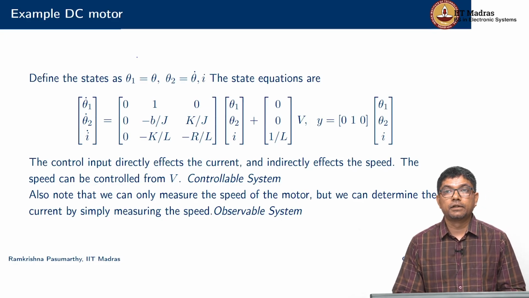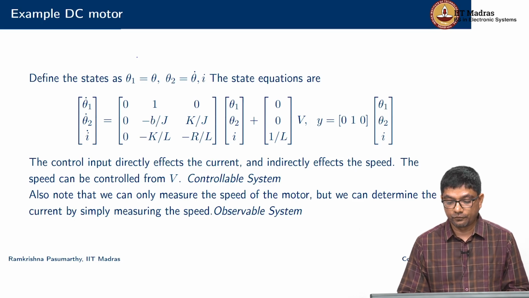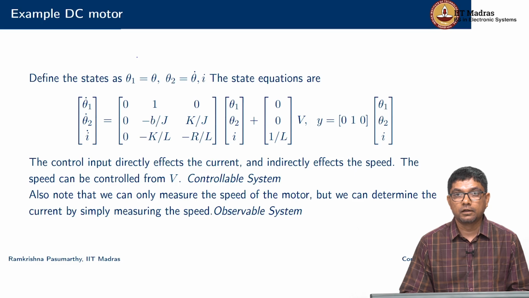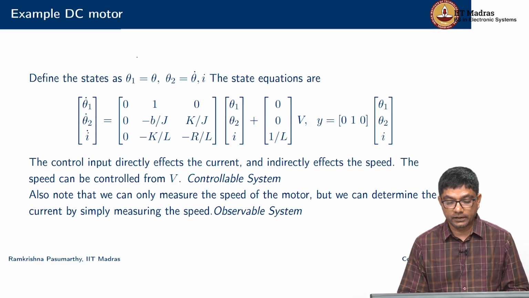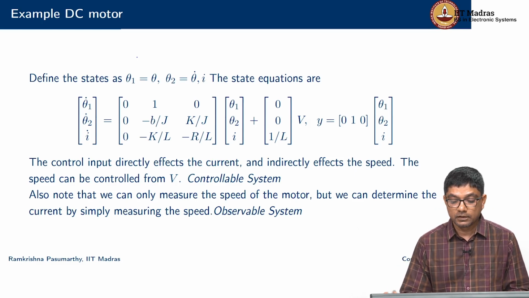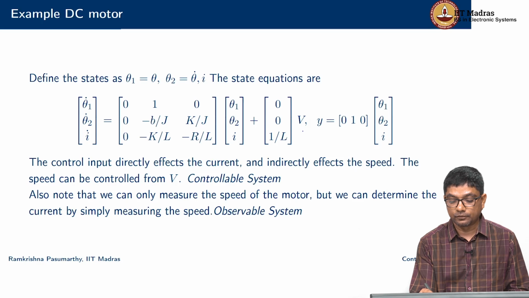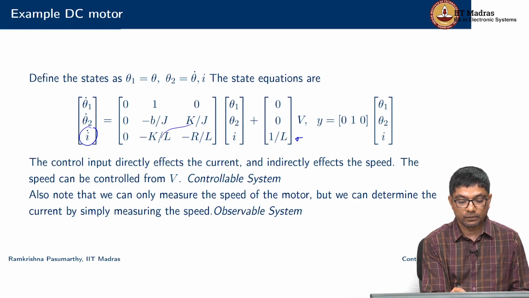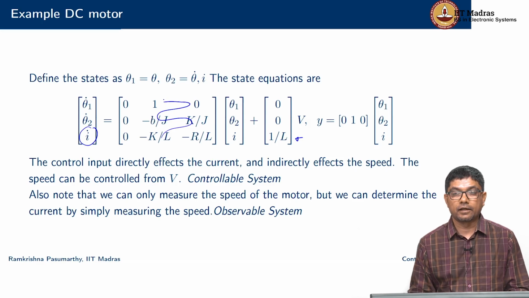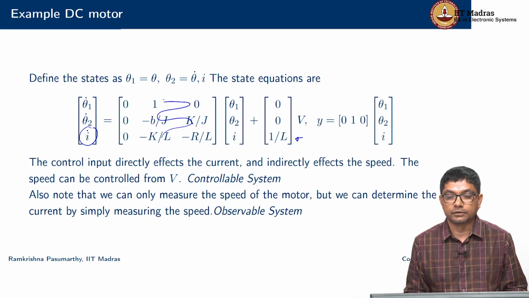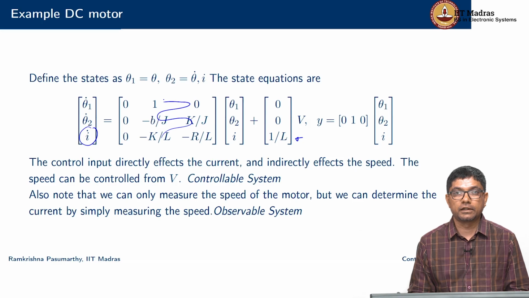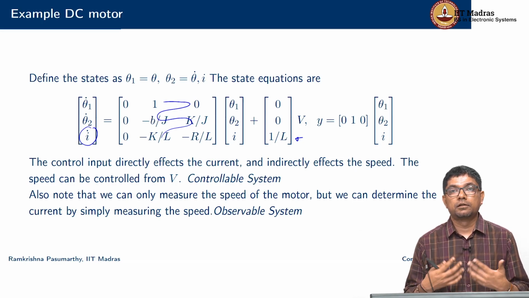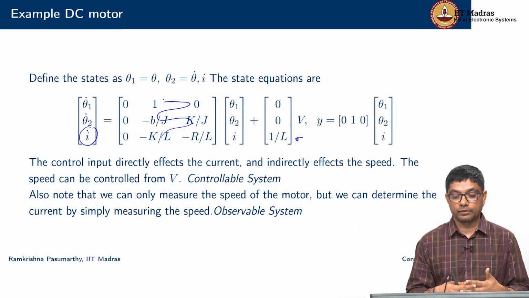In the example of the DC motor, we'll revisit that again, and it's a useful example, and we will use this as a motivation for building up a lot of concepts. So the voltage, or the input, affects directly the current, but through the coupling between the state variables the current can affect theta 2 dot, which is the angular velocity, or angular speed, and therefore through the voltage one should be able to control the speed of the motor.